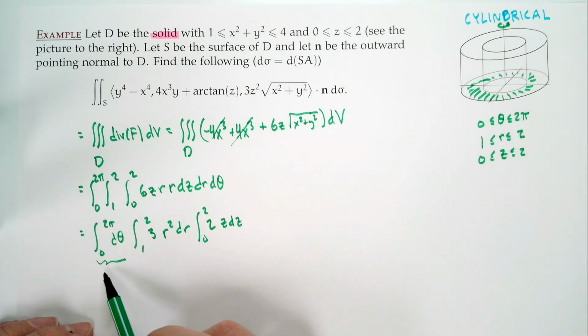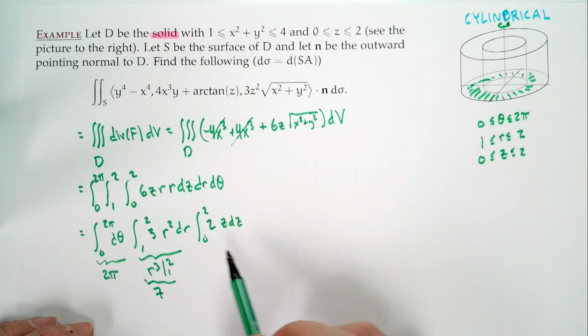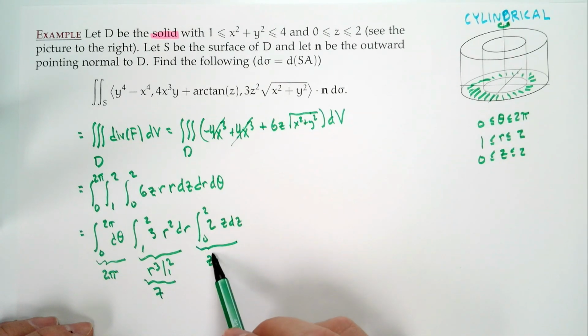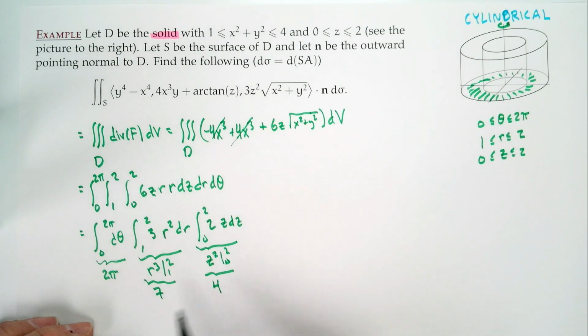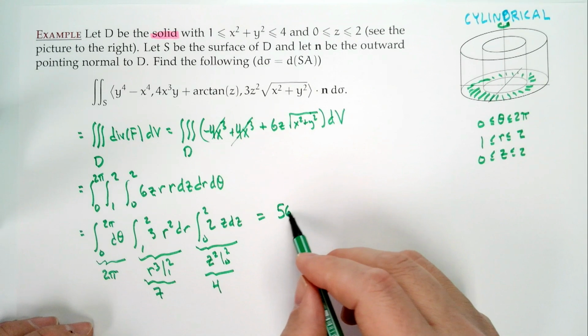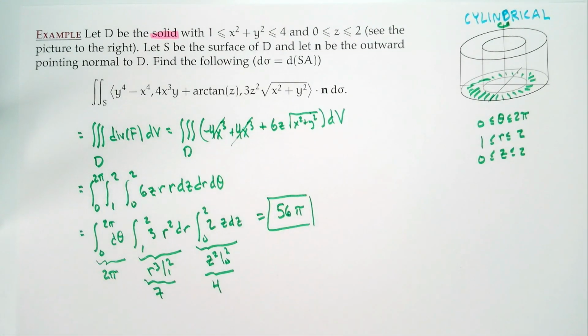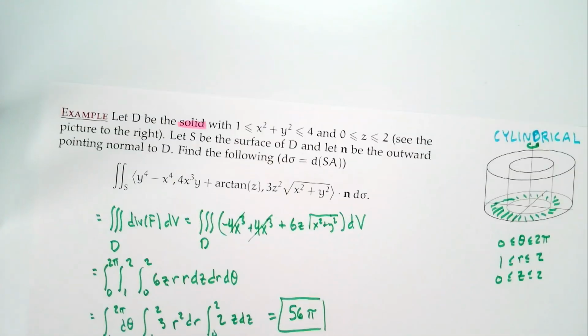So this first integral, easy enough, 2 pi. The second integral, that's r cubed from 1 to 2. Well, you take 8, subtract 1, and you get 7. Here you're going to get z squared from 0 to 2, which becomes 4, subtract 0, which is 4. So you get 4 times 7 times 2 pi, which would give you 56 pi. And we're done. Nice. These are great problems.